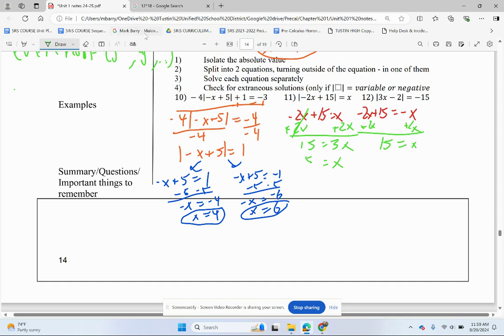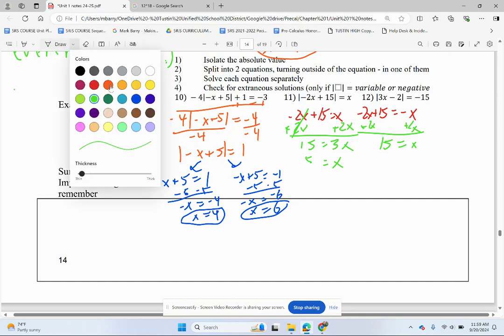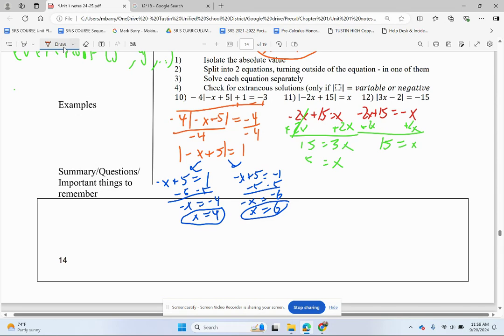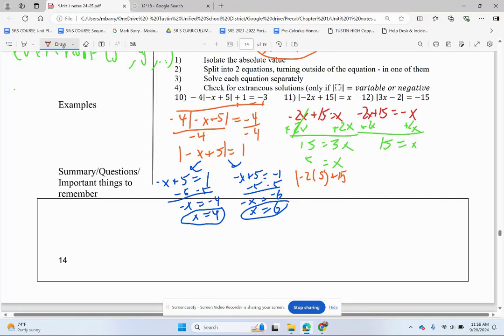Now I do need to check these for extraneous, so I should plug it into the original absolute value equation. So this one says the absolute value of -2 times 5 plus 15 equals x again, so that's 5 in this case. So this one says absolute value of -10 plus 15 is 5. Absolute value of 5 equals 5. That is true, so 5 is one of my solutions.